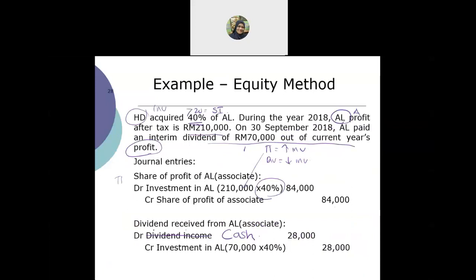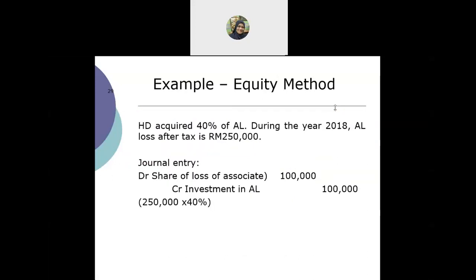This is not dividend income. Change this one to cash. So debit cash, credit investment in AL. So dividends here are going to reduce the investment, because a dividend paid is using the profit of the company. Okay, the next one, just finish with this one.